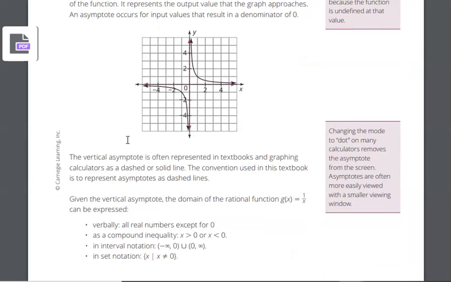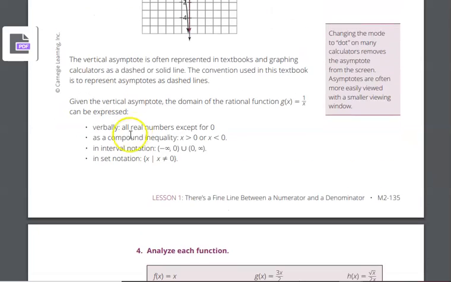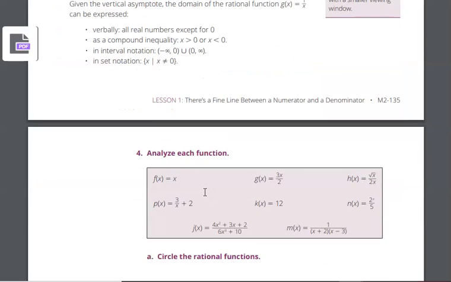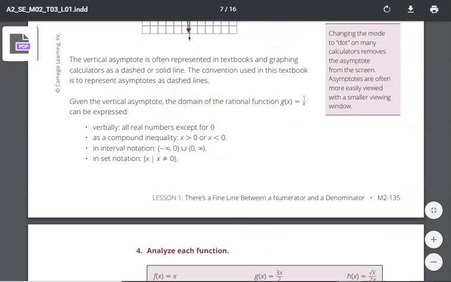So sometimes we show the asymptotes and sometimes we do not. So we'll show how that works in just a minute. And then they go on to talk about different notation for your domain and your range. And you've seen the domain and range of your rational parent function, so you already know, hopefully, what this looks like.